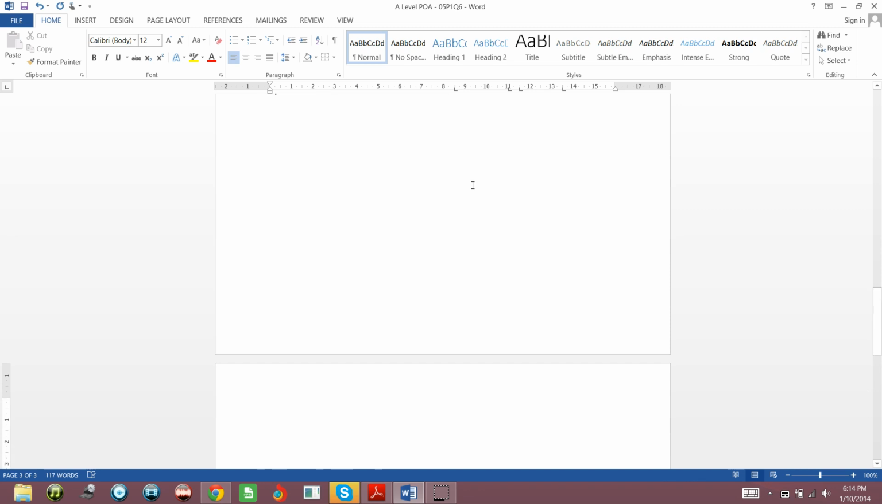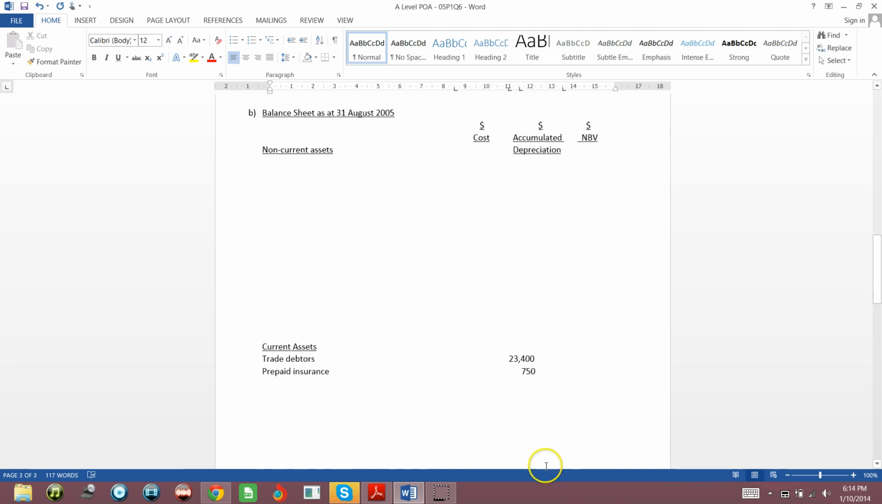Okay, so now I come to non-current assets. Now I analyze the question again. You see, he bought a business from a business owner at the beginning of the year. What are the non-current assets he has? You have land and building. So how much is the land and building? 200,000 is what he bought from another business owner.